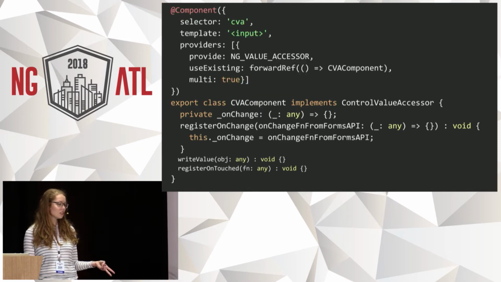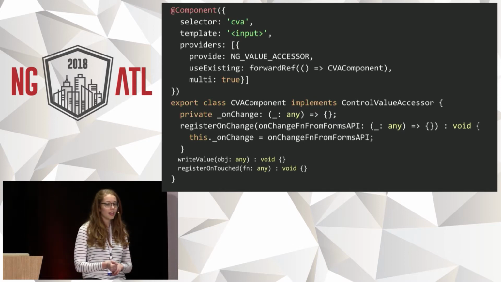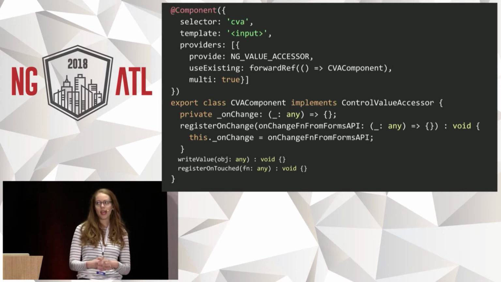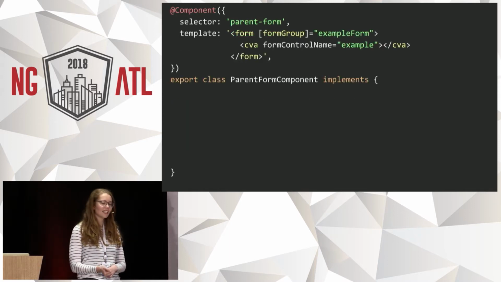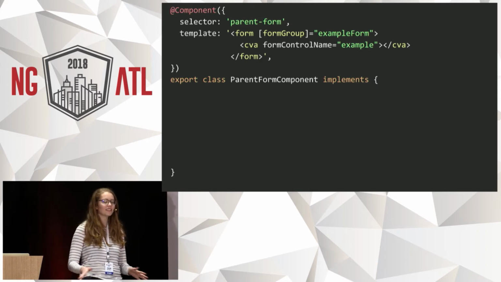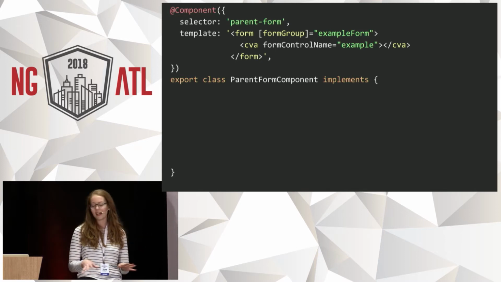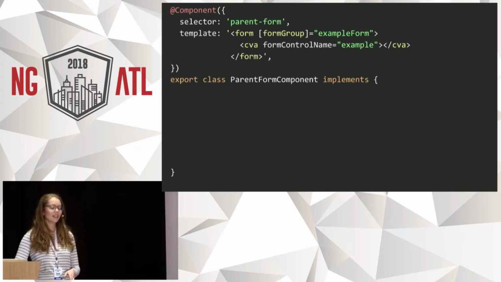The second thing you need to do, in the child component, is provide an NG value accessor. That lets the forms know that you're a value accessor. The third thing you have to do is in your parent component. There's a lot of steps with CVAs. This is my main gripe about it: it takes 4 different files to edit. But they can be really useful, so bear with me.